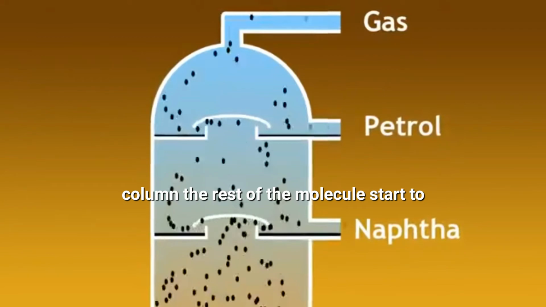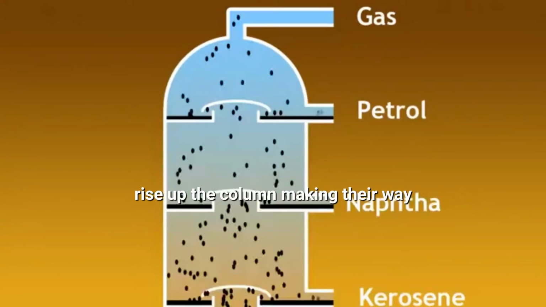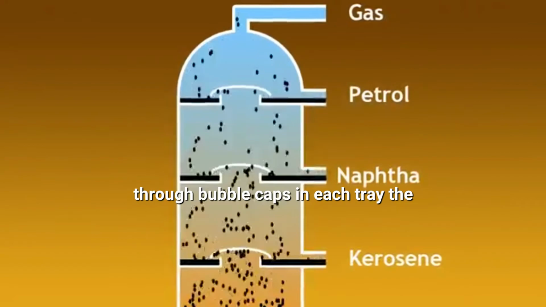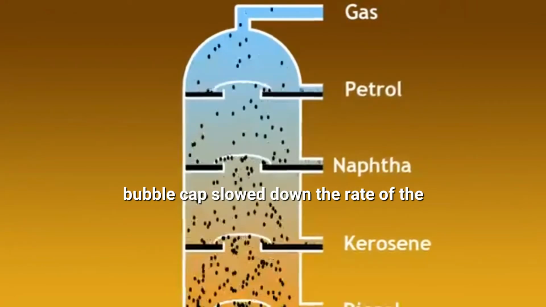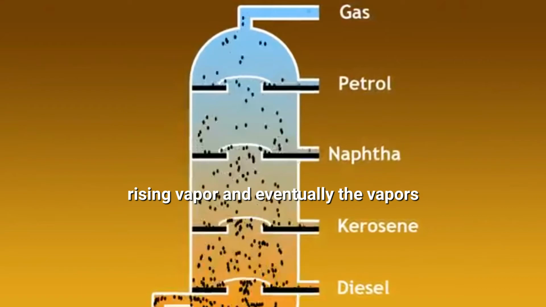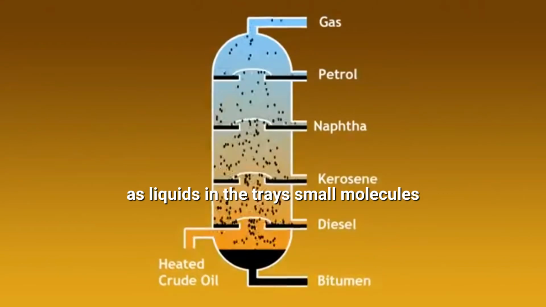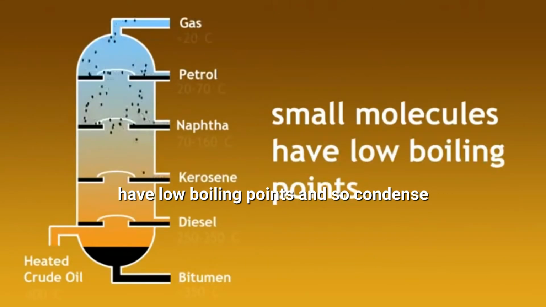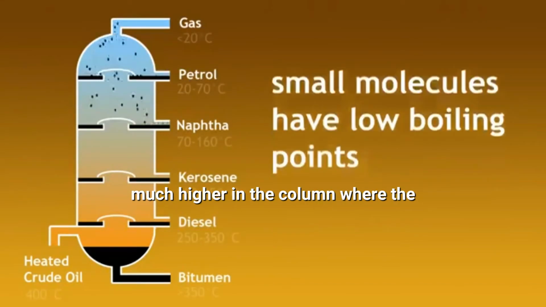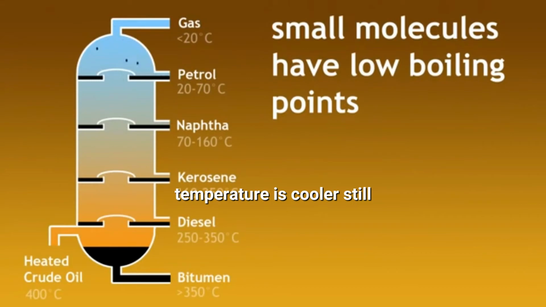The rest of the molecules starts to rise up the column, making their way through the bubble caps. In each tray, the bubble cap slows down the rate of rising vapor and eventually the vapors get to cool, condense and are collected as liquid in the trays. Smaller molecules have low boiling point and so condense much higher in the column where the temperature is cooler still.